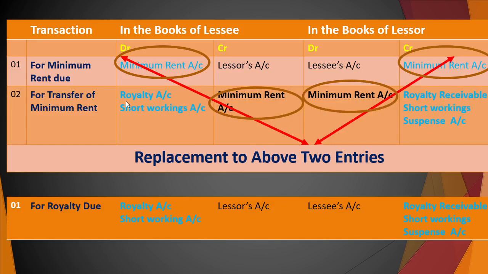So the remaining entry is royalty account debit, short workings account debit in the debit side, and credit side lessors account. And again in the books of lessee, lessor's account debit to royalty receivables account to short working suspense account. Of course, this is the exact opposite of this entry. Royalty account, short working account debit, so royalty receivable account debit and short working suspense account credit. Lessor's account credit, lessee's account debit. So instead of these 2 entries, we have to record this entry.